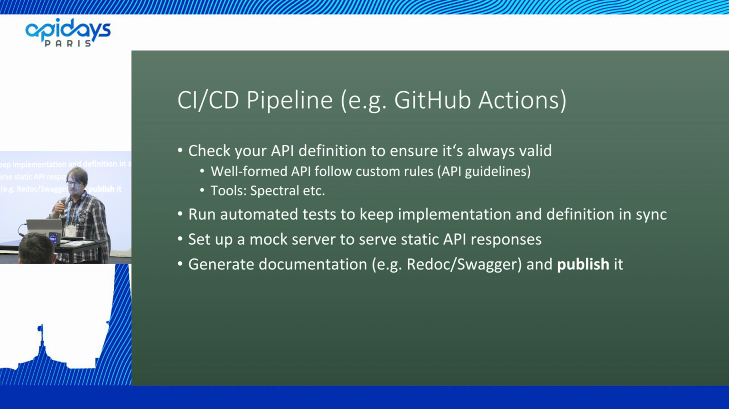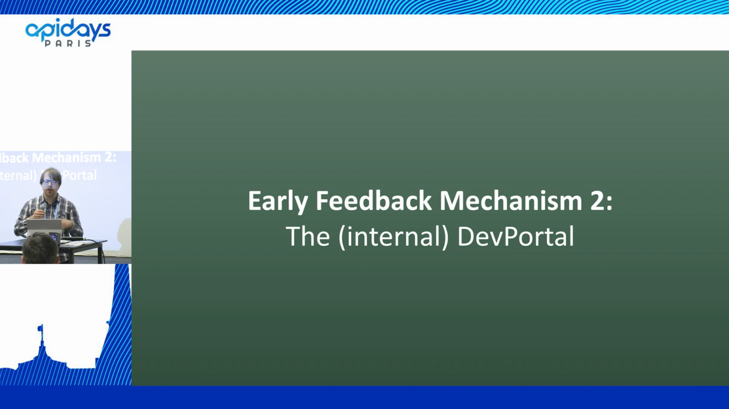But the interesting thing from what I'm talking about today is you can generate your documentation, your reference. You can use a tool like Redoc or Swagger, and you can automatically publish it. Like the same way, from a deployment pipeline, you can deploy code, you can also use that to publish your documentation, and you can even do this automated before you release your API, and that gives you the early feedback mechanism too, and that is your dev portal.